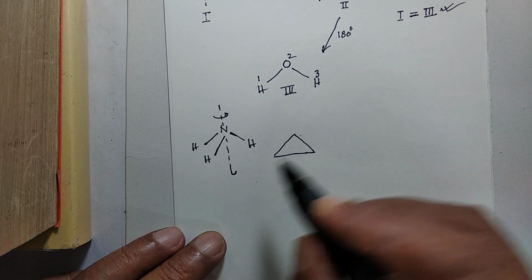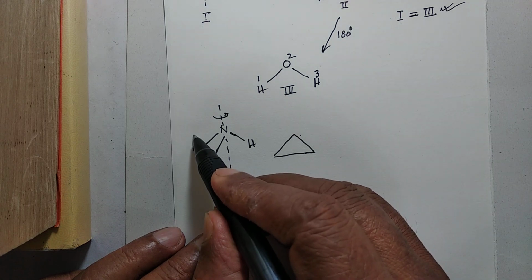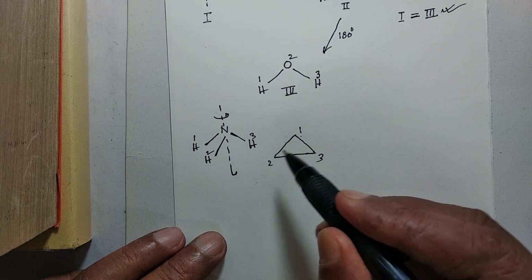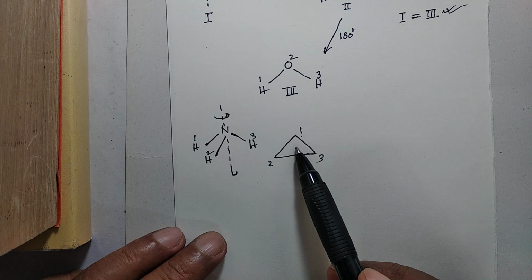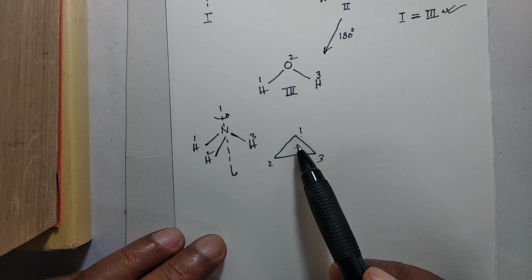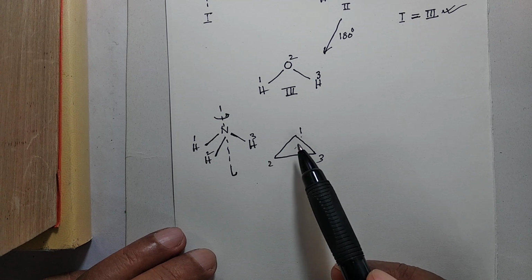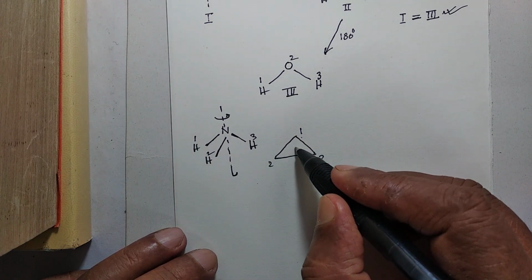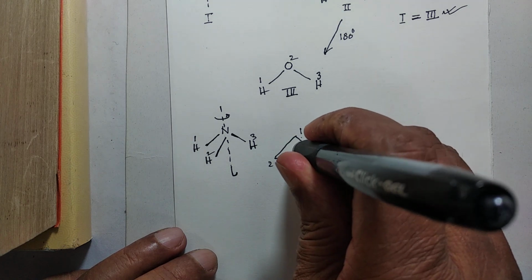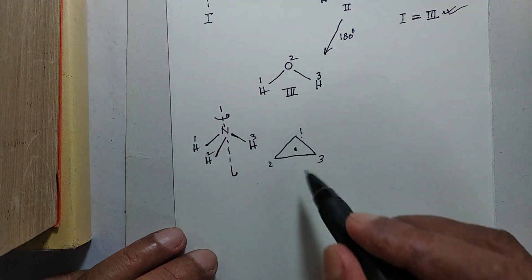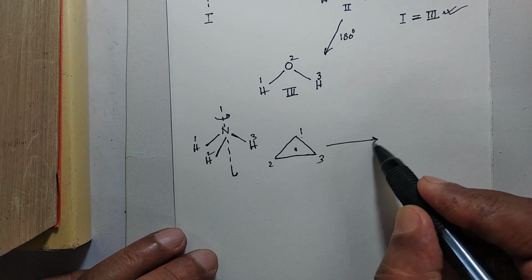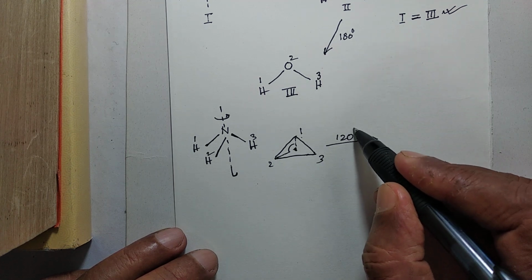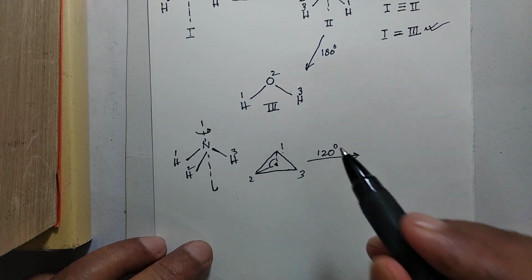We take only the base atoms, that is hydrogen atoms. We call it 1, 2, 3. These are the positions of hydrogen atoms. And the nitrogen atom is somewhere here, above the plane of the triangle and on a vertical line. Now, if you rotate this, the axis is like this, and you can rotate this through an angle of how much? This angle is 120. So you can rotate this through an angle of 120 about this axis.